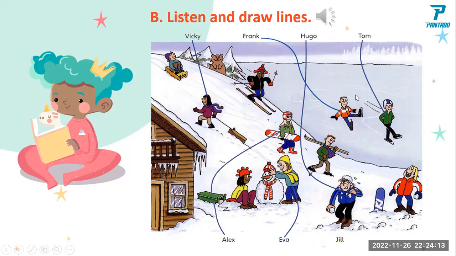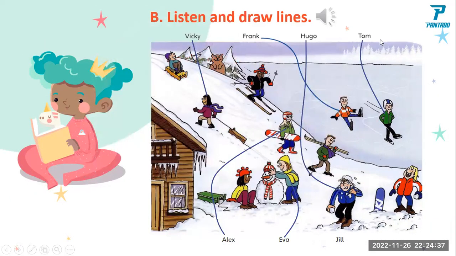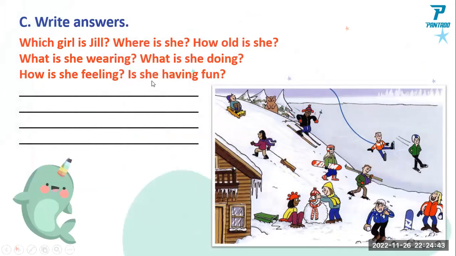How about Alex? What is Alex doing in the picture, Lee? I don't know. Okay, Alex is bringing the sledge. Okay, so these are the people that we can see. Now, you answer this one, write answers here. So we have questions 1, 2, 3, 4, 5, 6, 7. Okay, there are 7 questions to answer.